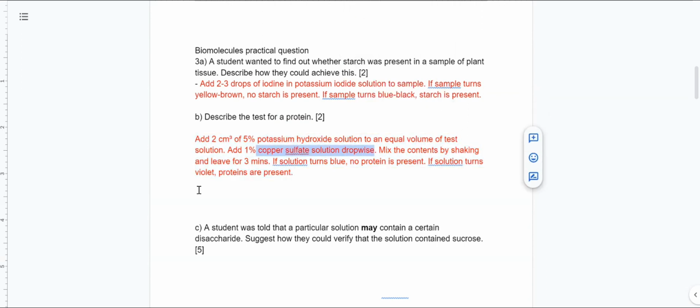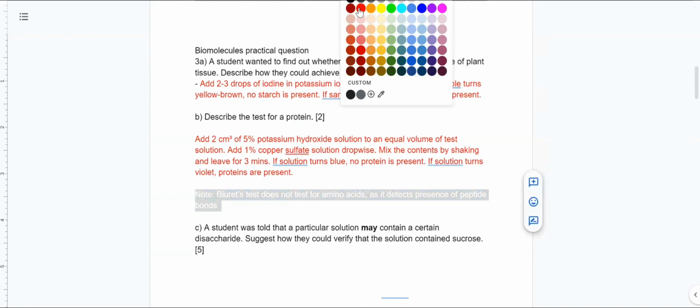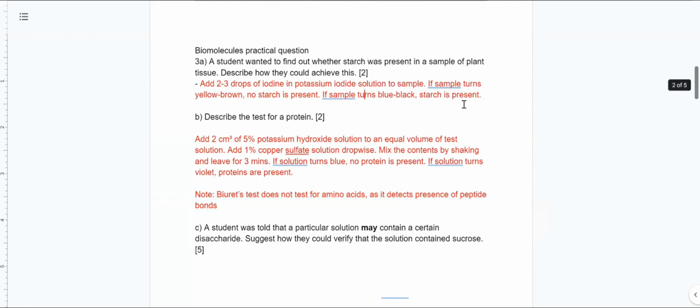So I'm just going to add a quick note here that the Biuret test can only work for testing proteins. It does not test for the presence of amino acids. And the reason for this is that the Biuret's test detects the presence of peptide bonds. It does not detect the presence of amino acids. So just take note, if you encounter an MCQ that asks you whether the amino acids can be tested for by Biuret's test, the answer is a straight up no.